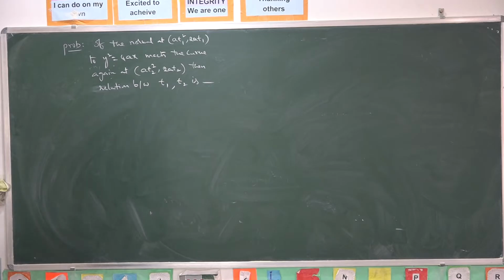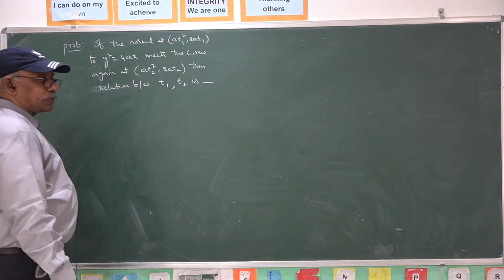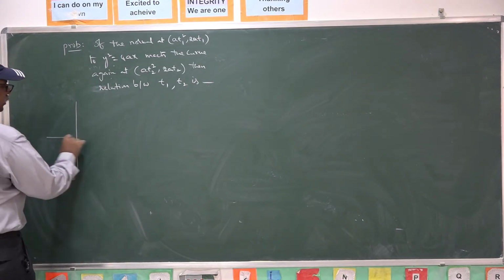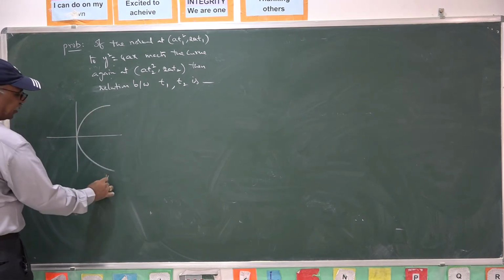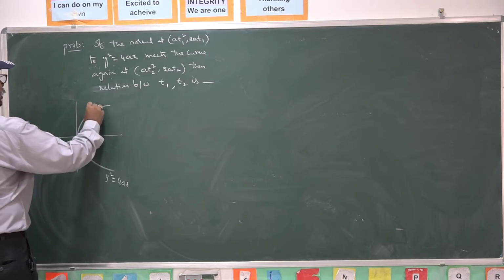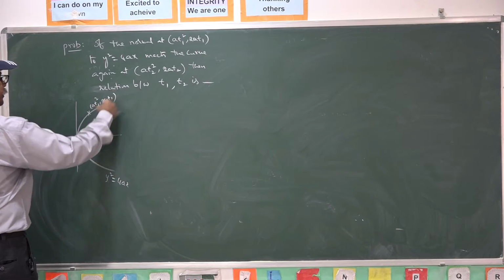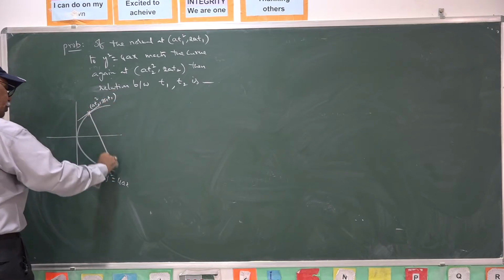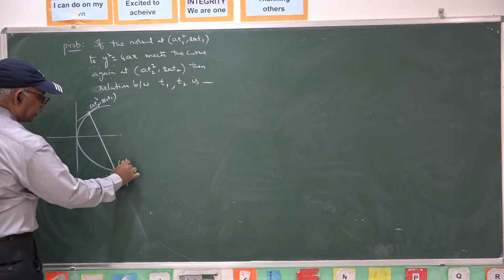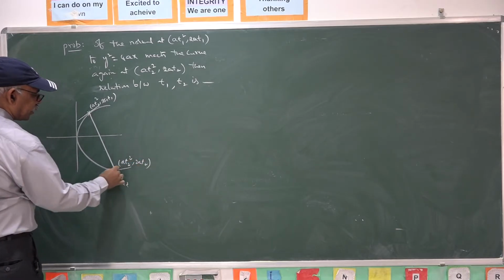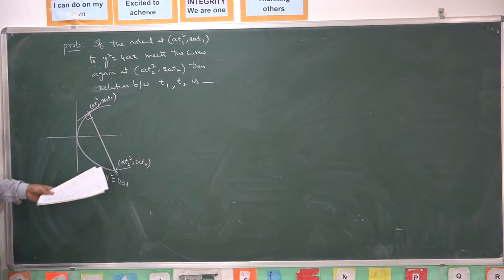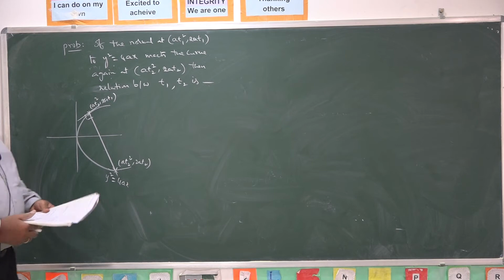You have to find the relation between t1 and t2 so that the normal drawn at t1 to the parabola meets the parabola again at t2. That means this is one important result related to the parabola. So this is y square equal to 4ax. A point is given as a t1 square comma 2a t1. The normal is drawn and meets the curve again at another point a t2 square comma 2a t2. This is the point. This is the normal drawn at t1. In such a case, what is the relation between t1 and t2?